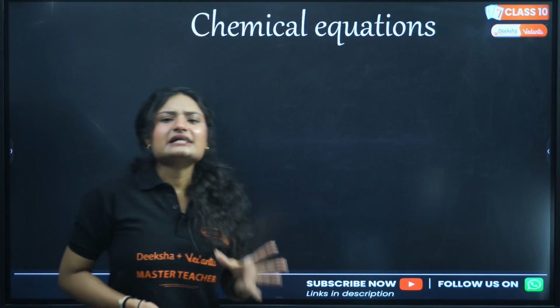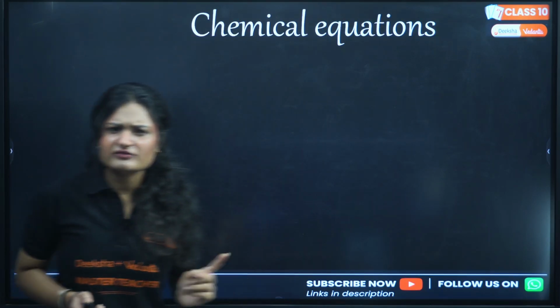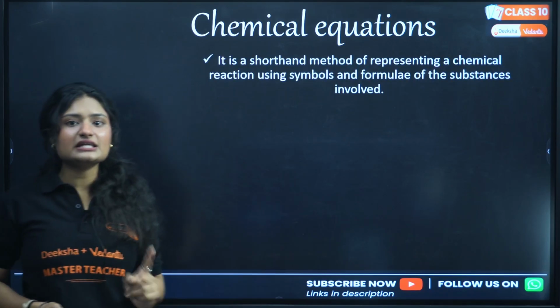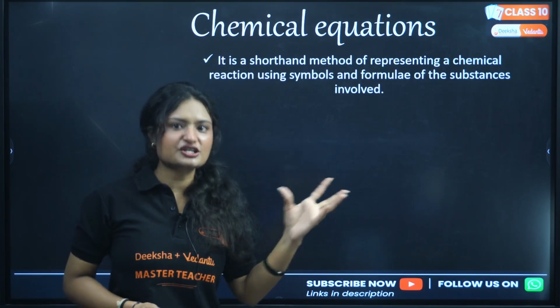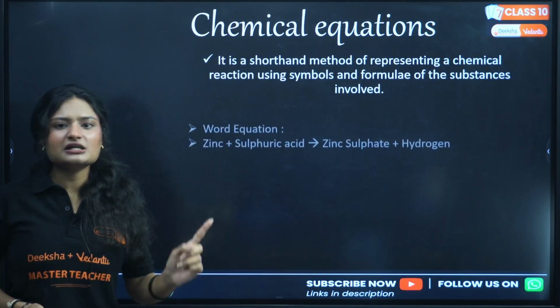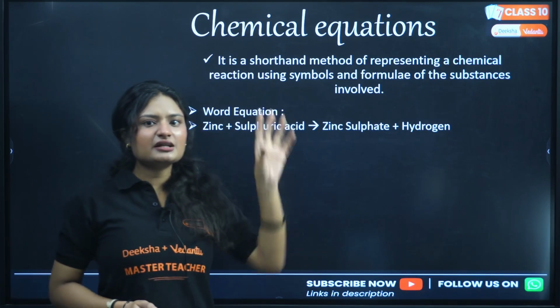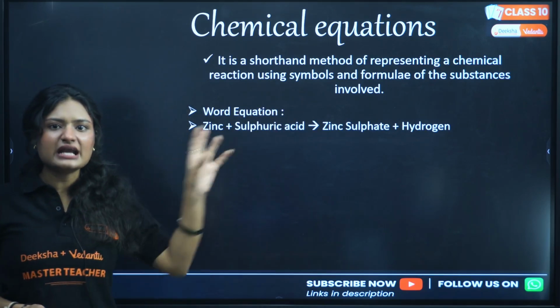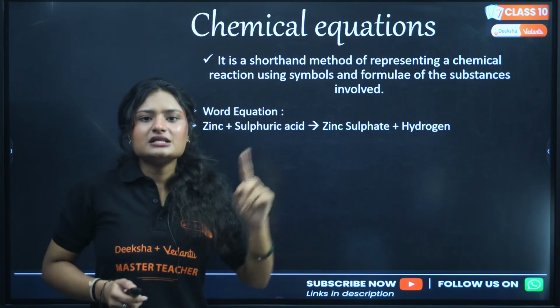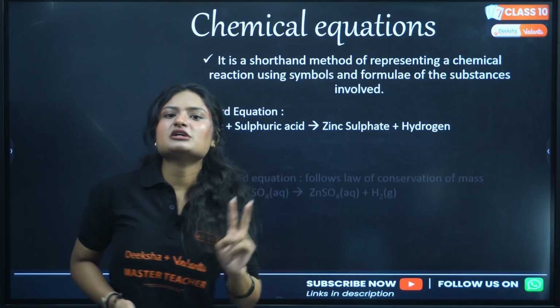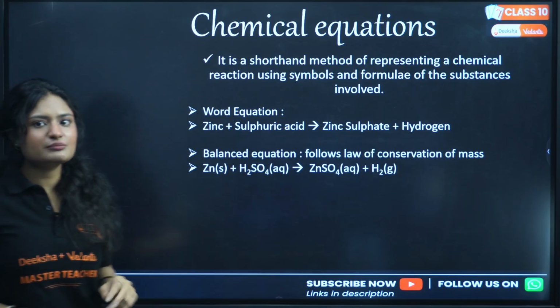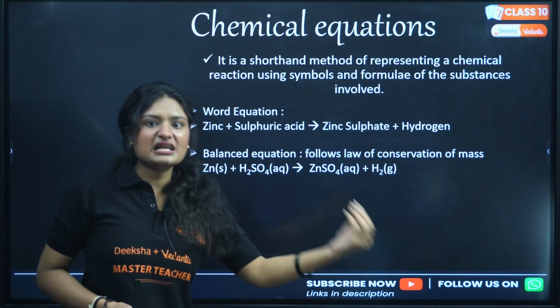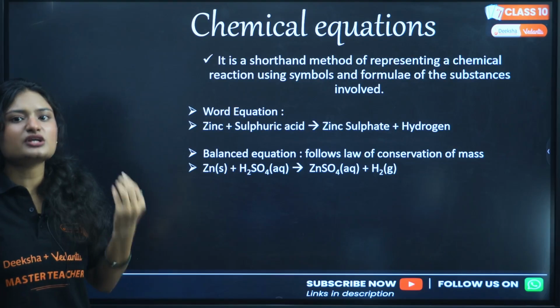Now, what are chemical equations? A chemical equation is a shorthand way of writing or representing a chemical reaction. You can represent a chemical equation by words, simply writing the names of the reactants and the products. The second way is using their chemical symbols and balancing the reaction. That is a balanced chemical equation.